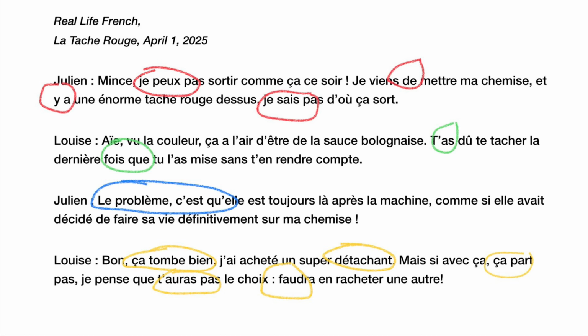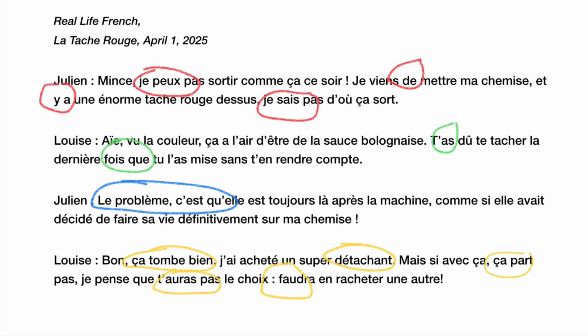Now the next line where I have le problème and c'est qu'elle circled, this is just to show that typical grammar structure where the noun is presented before the c'est. That's just French construction, but it's good to practice hearing it, as well as saying it and using it when you're speaking.